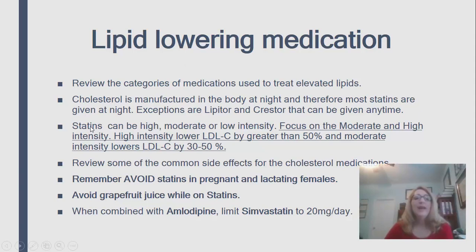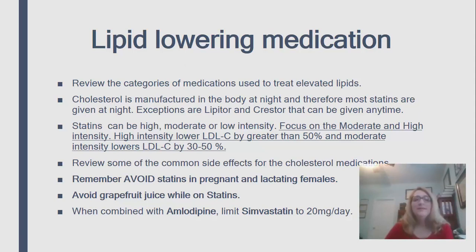Statins can be high, moderate, and low intensity, but the focus currently is on moderate and high intensity statins. High intensity lowers the LDL-C by greater than 50%, and moderate intensity lowers the LDL between 30 to 50%. This is very important. You need to know this.